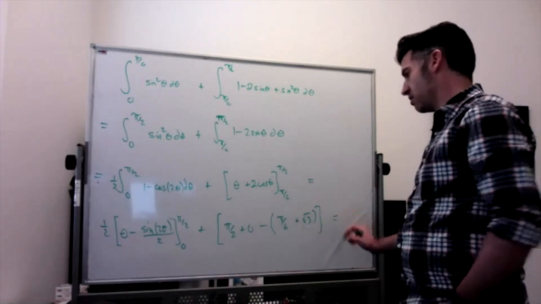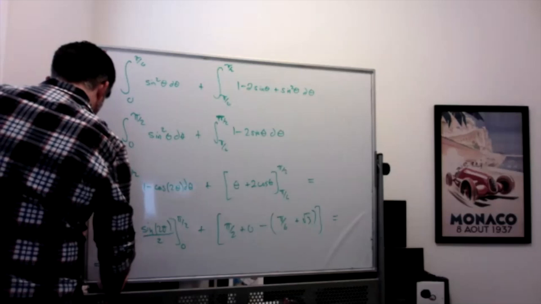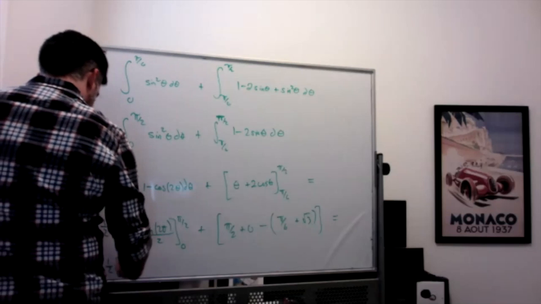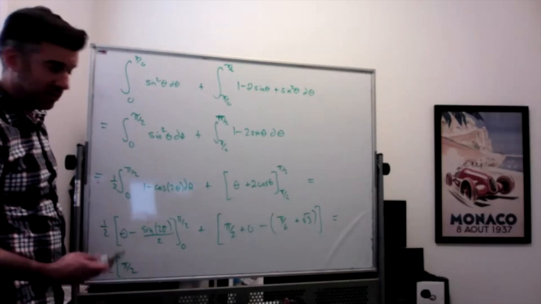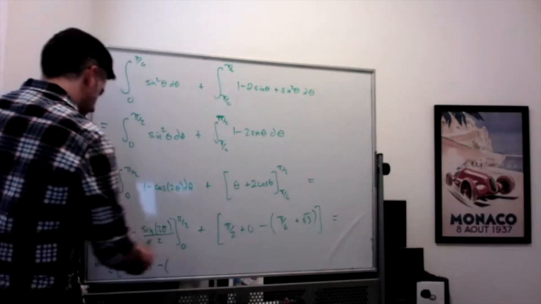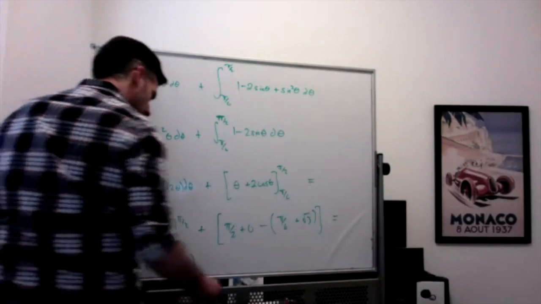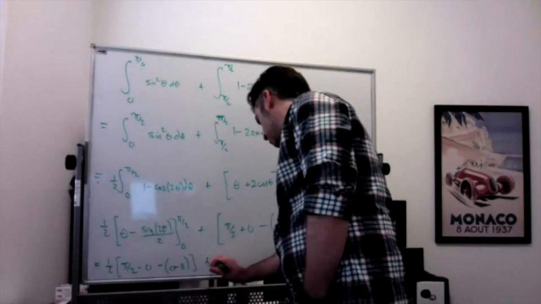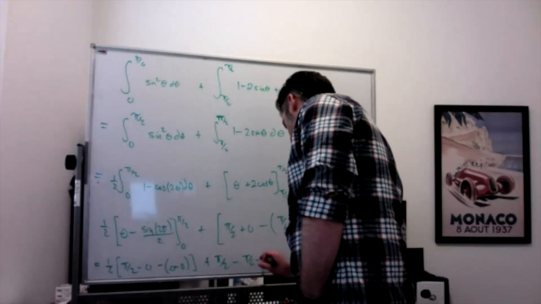Okay. Then we're going to simplify this. This is going to be 1/2 times pi over 2, sine of 2 times pi over 2. Sine of pi over 2 is 0. So minus 0. Minus, plugging in 0, you get 0 minus 0. Plus pi over 2 minus pi over 6 minus the square root of 3.